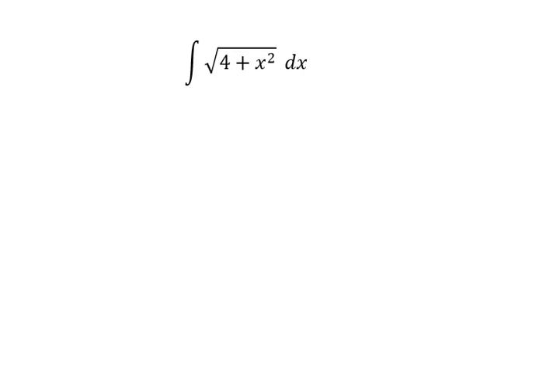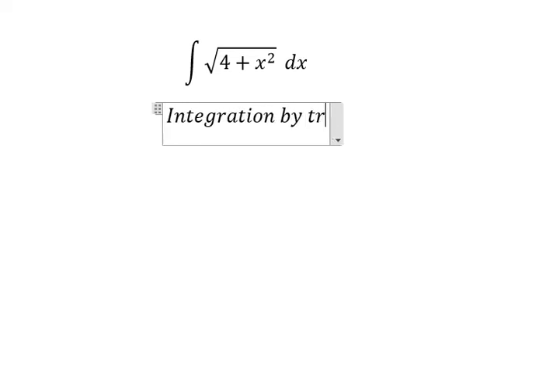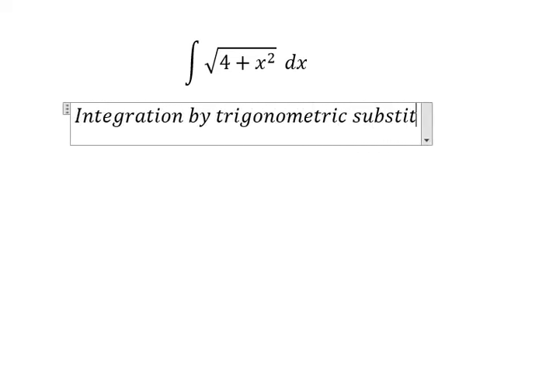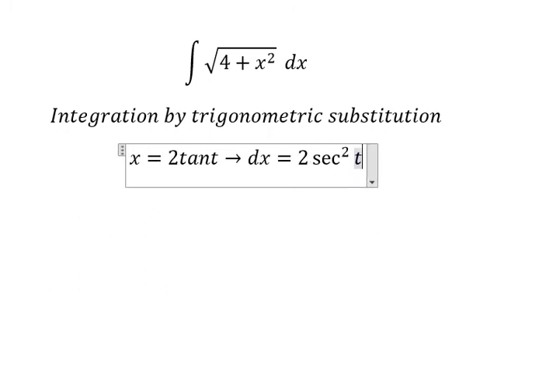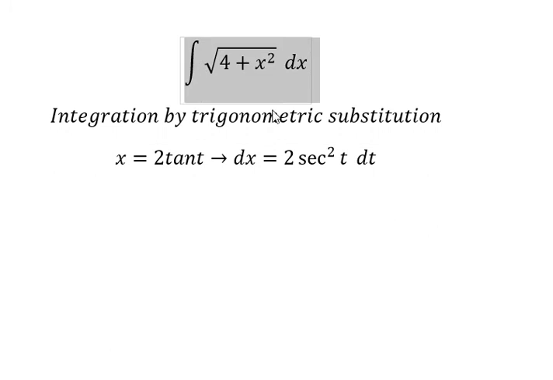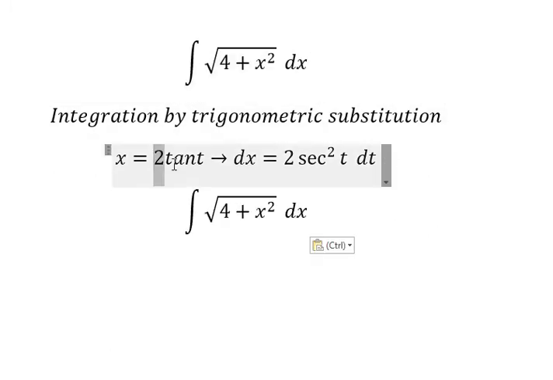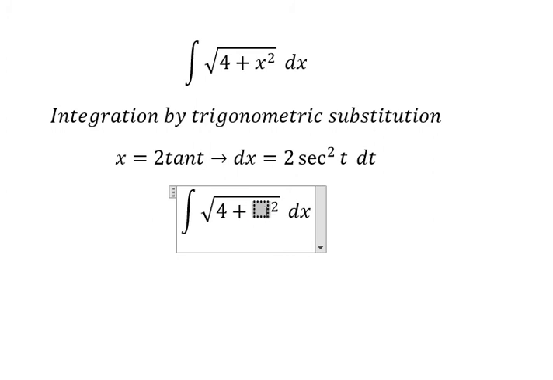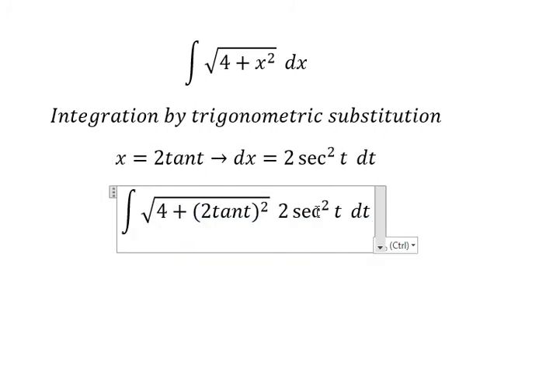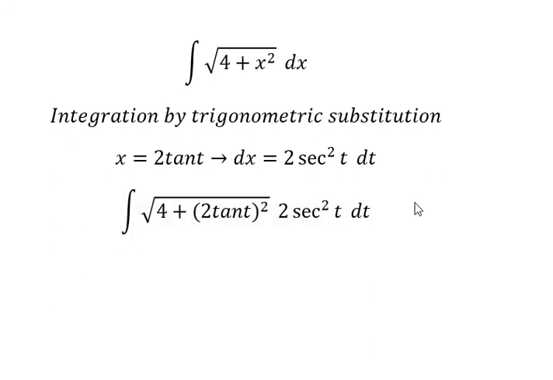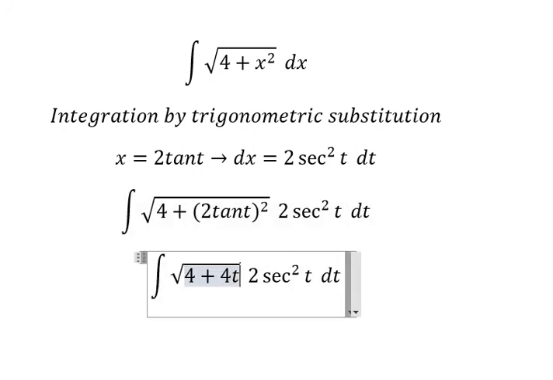We need to use integration by trigonometric substitution. So we put x equal to 2 tan t. Then dx equals 2 secant squared t dt. So we put this one in here. The x we change for this one. This one we got 4 times tan squared t.